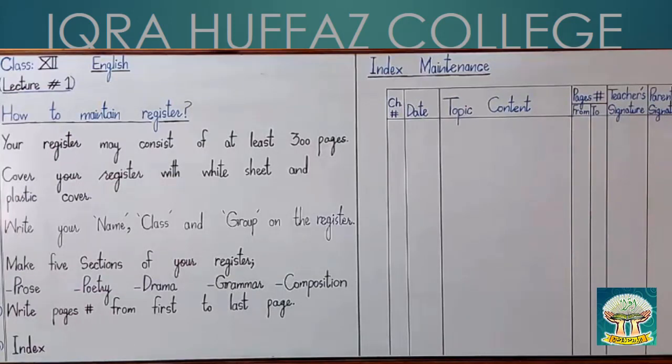As you can look at the board, there are two portions. In the left hand side portion, I have explained how to maintain the register in 6 points. And on the right hand side portion, I have explained how to maintain your index. Now we will go through these two portions one by one.